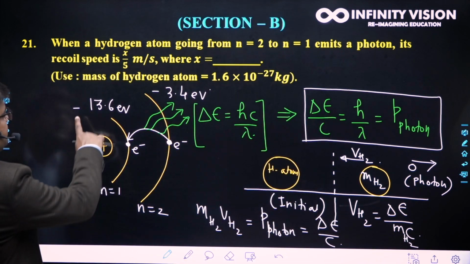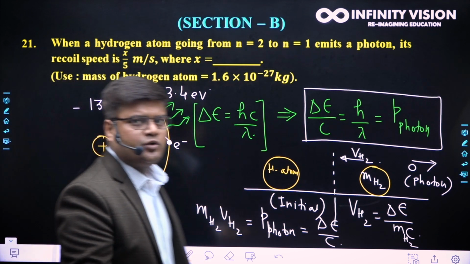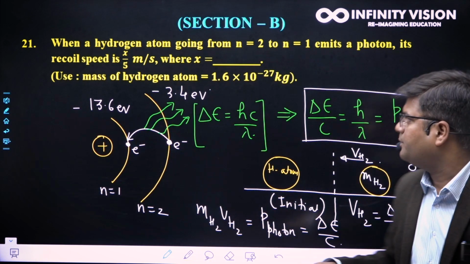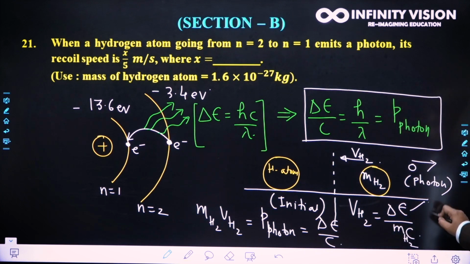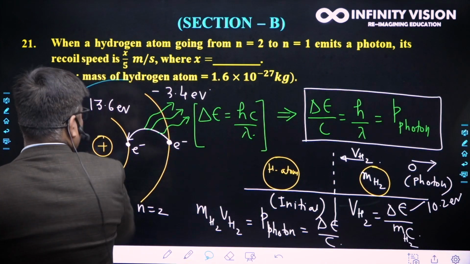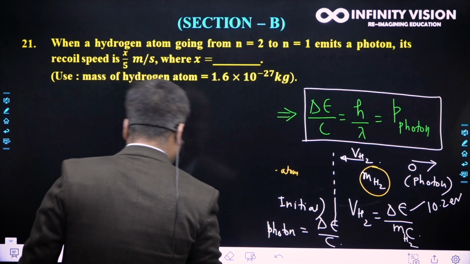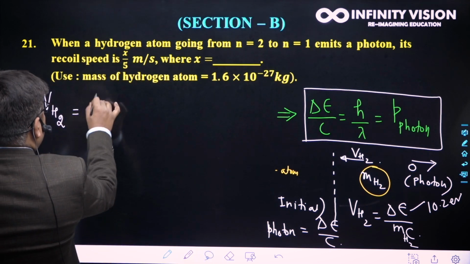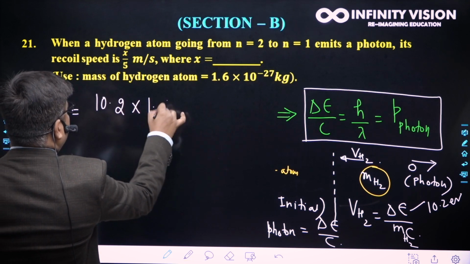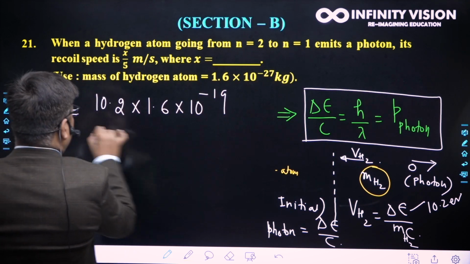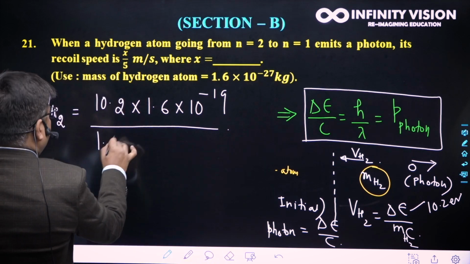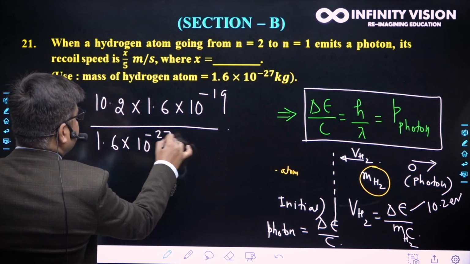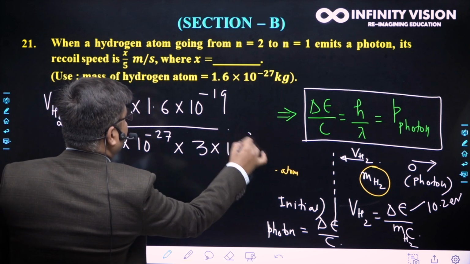Now the difference in the energy, delta E, is 10.2 electron volt, since 13.6 minus 3.4 is 10.2. So this is 10.2 electron volt, the mass of hydrogen is given in the question, and c is the speed of light. So substituting all these values, let's calculate. Velocity of hydrogen will be 10.2 into, converting electron volt into joule, 1.6 into 10 raised to the power minus 19, divided by the mass of hydrogen, 1.6 into 10 raised to the power minus 27, and the speed of light, 3 into 10 raised to the power 8.